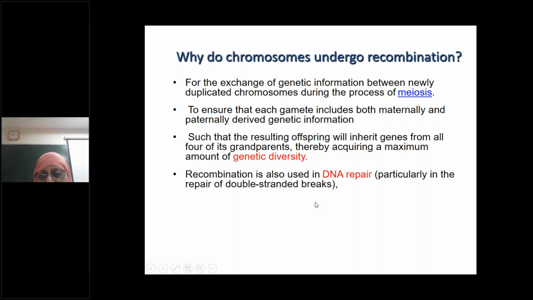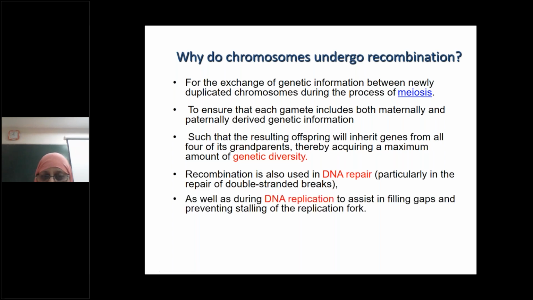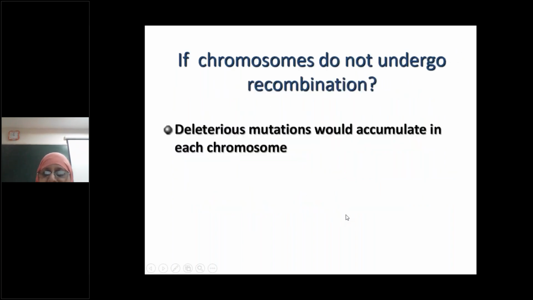Other than genetic inheritance or genetic diversity, recombination is also used in DNA repair, particularly in the repair of double-stranded breaks. Then during DNA replication, it is required to assist in filling the gaps and preventing the stalling of the replication fork. What happens if recombination does not take place? Deleterious or dangerous mutations may accumulate in each chromosome.